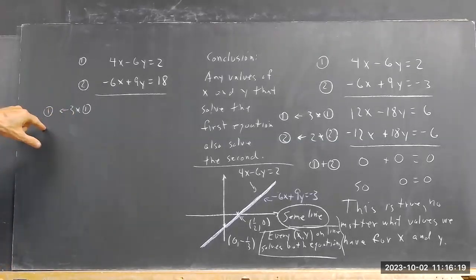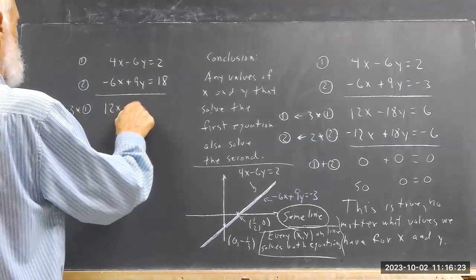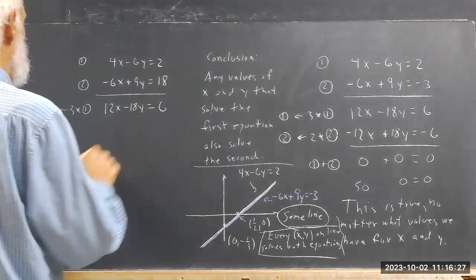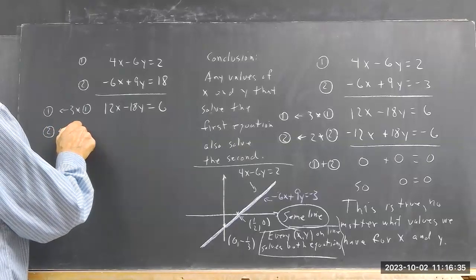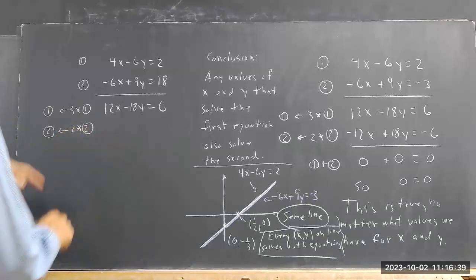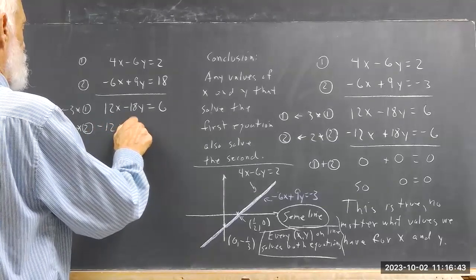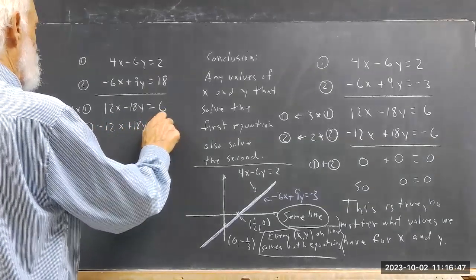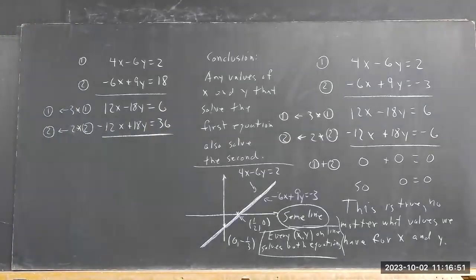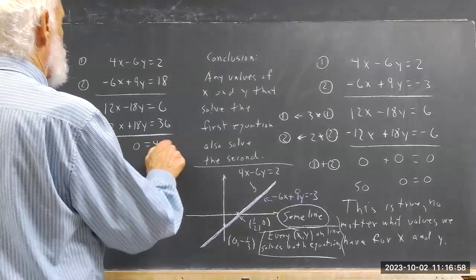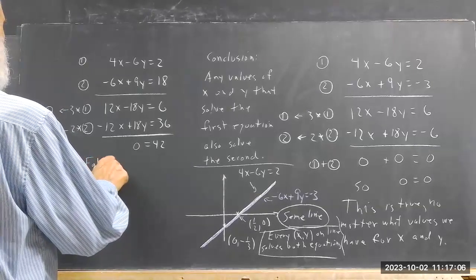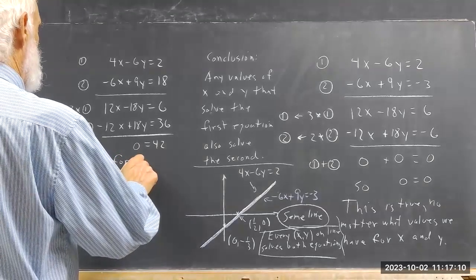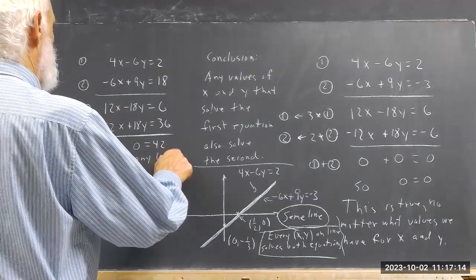Three times equation 1 is our new equation 1, and that's going to be 12x minus 18y equals 6, just like it was before. And multiplying 2 by the second equation, we get negative 12x plus 18y equals 36. Now, if I add these two equations, I'm going to get 0 equals 42. This is false for any x, y.